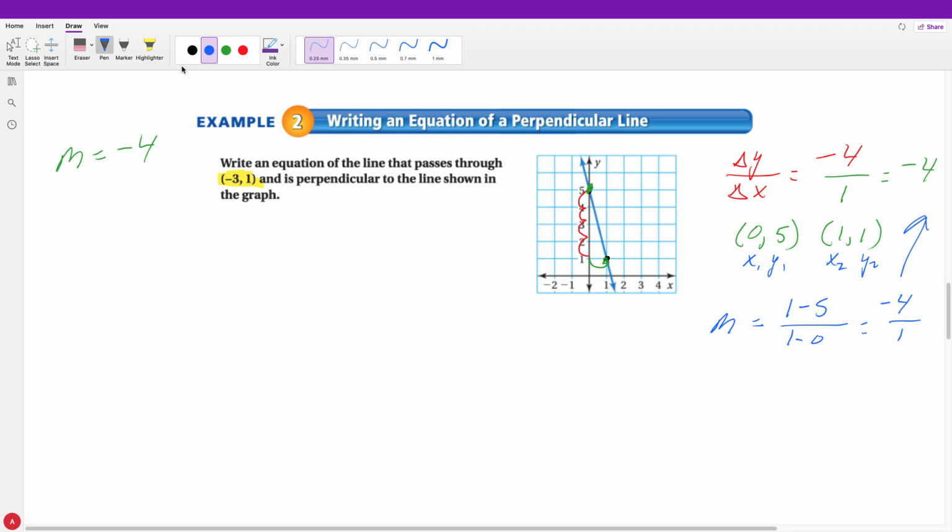All right, but now, since we know that the slope of our line is going to be perpendicular to this, we need to take its reciprocal, so we will flip it and get 1 over 4, and then we're taking the negative of it.